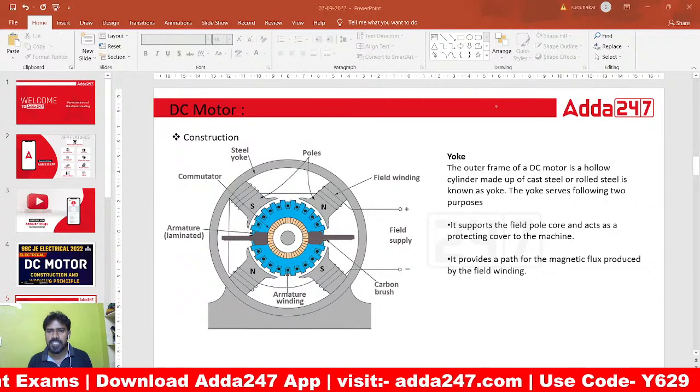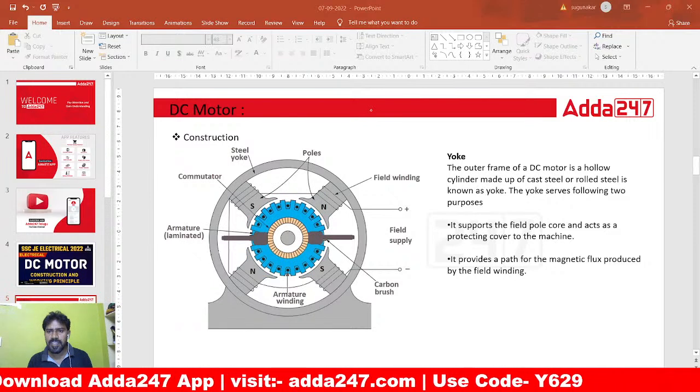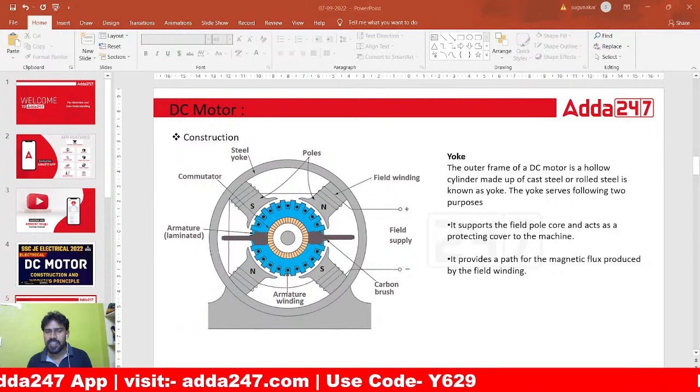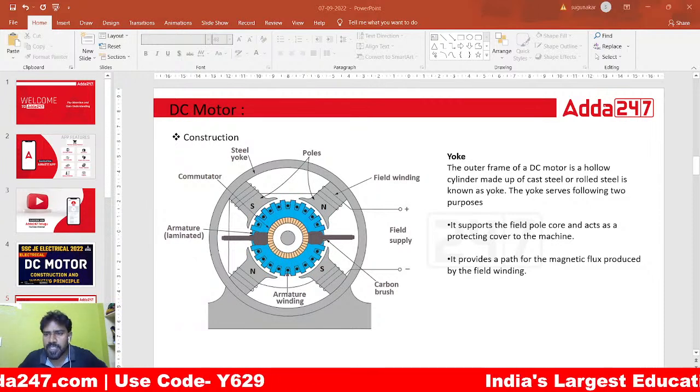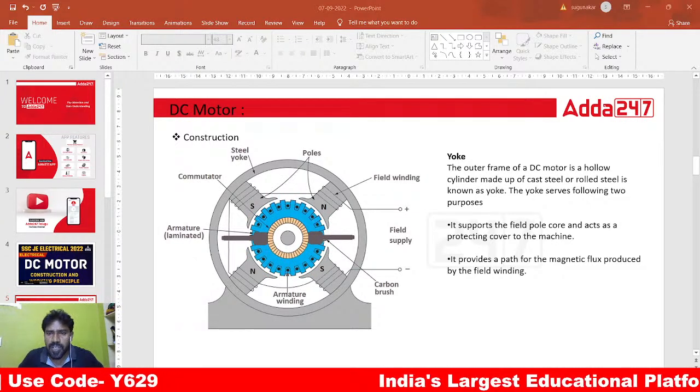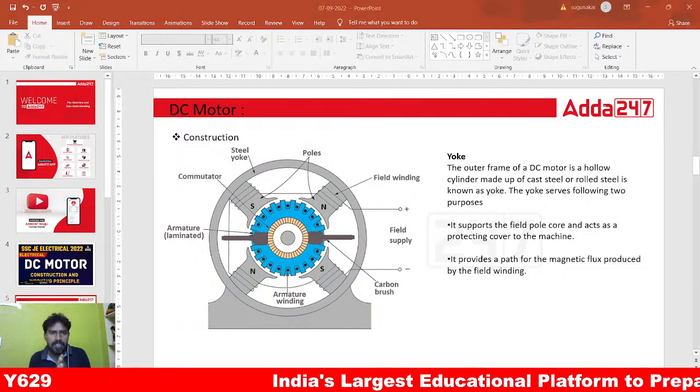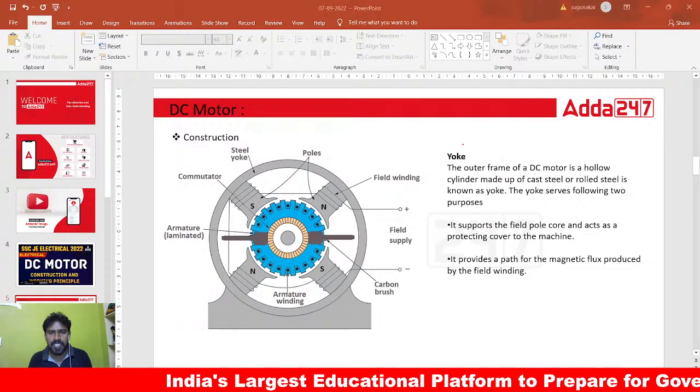So it converts, see here, the DC source directly into alternating. So this is the purpose of why we are using the commutator.